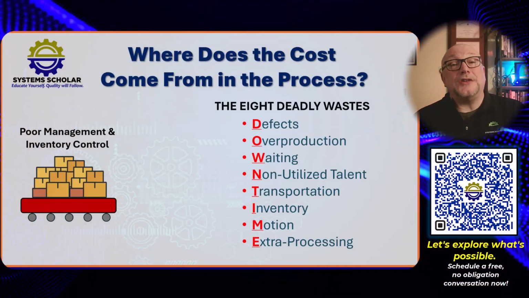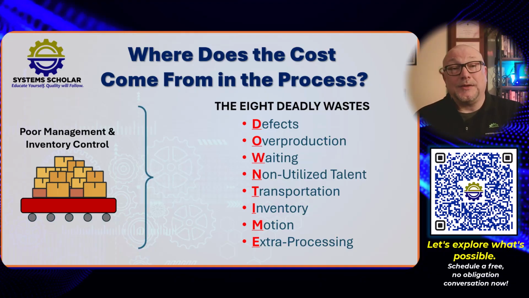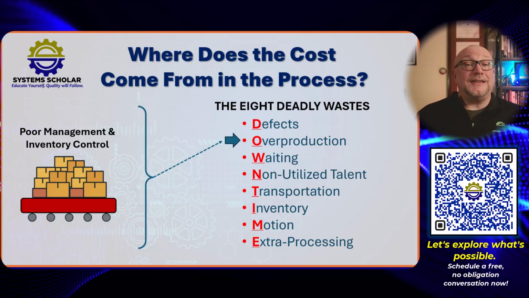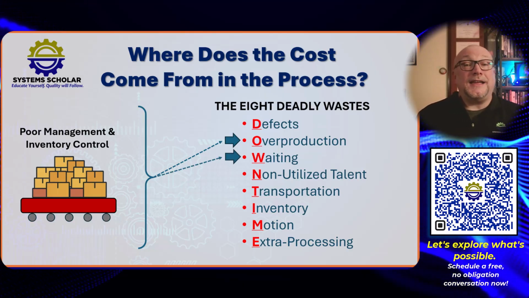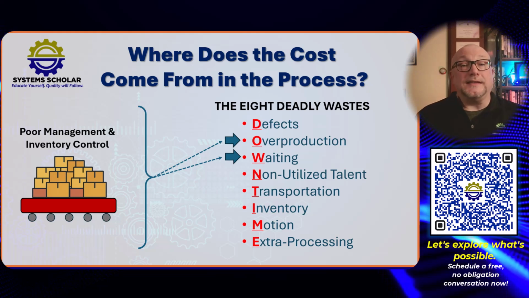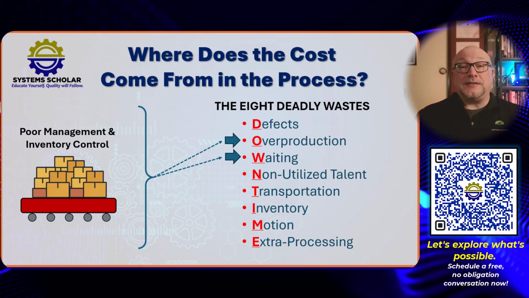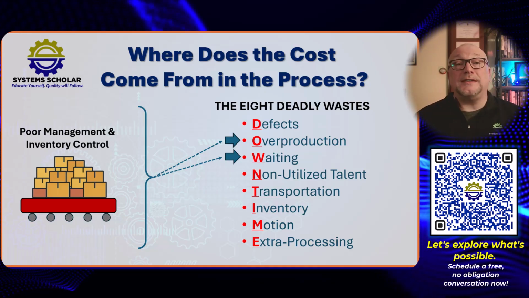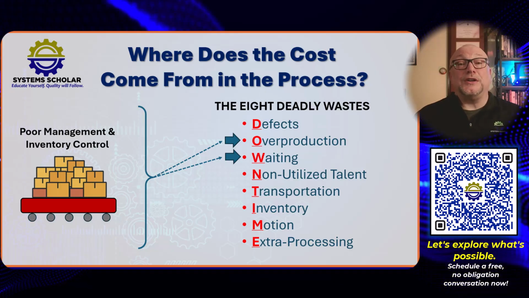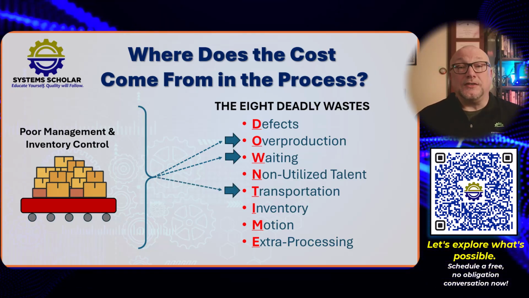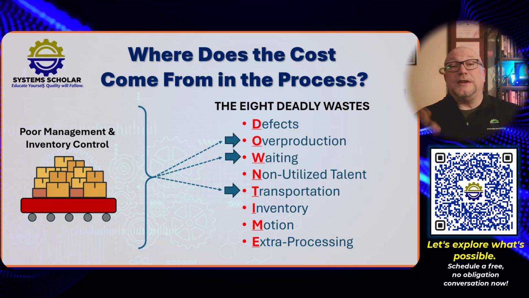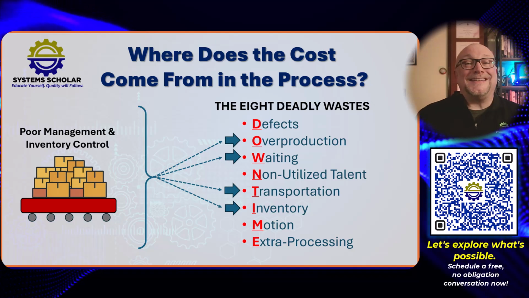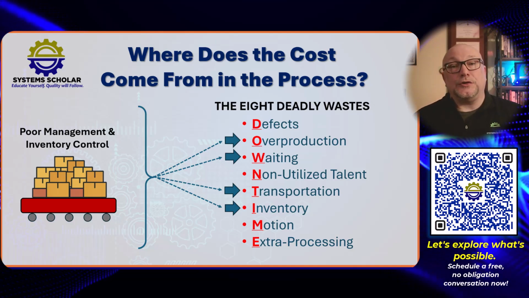Now let's connect poor management and excess inventory to the 8 deadly wastes. When we produce more than demand requires, overproduction is the immediate result. That excess doesn't move, it just sits there and waits. Materials sit idle between steps, so your in-process inventory grows, and that ends up stretching your lead time. And as your inventory accumulates, transportation increases. Product is moved, stored, relocated, and then moved again. The inventory itself becomes waste when it exceeds what is actually needed to serve the customer.